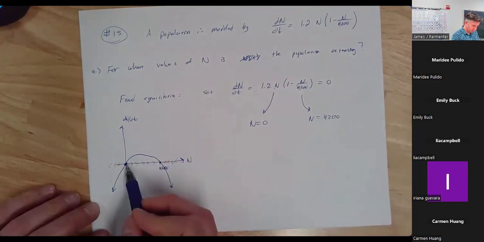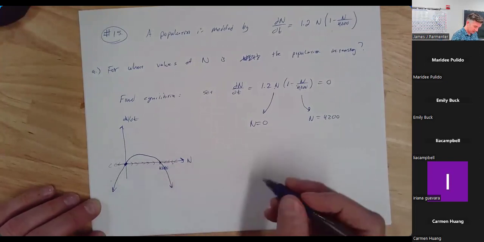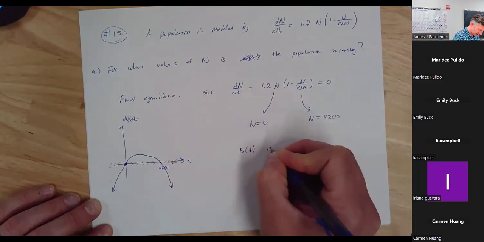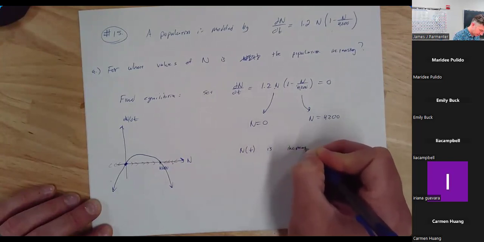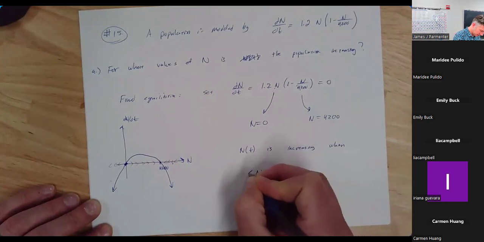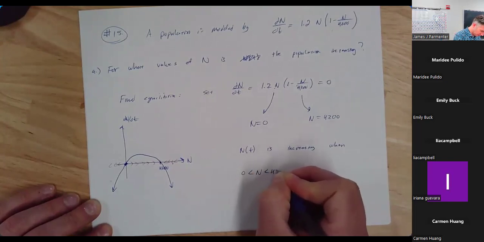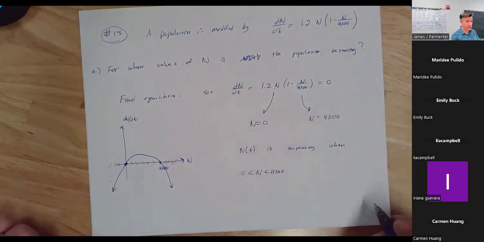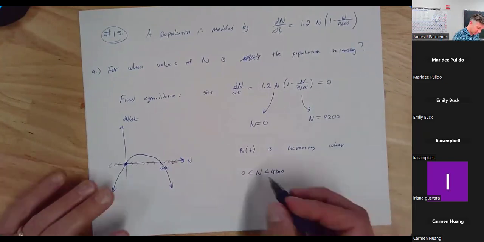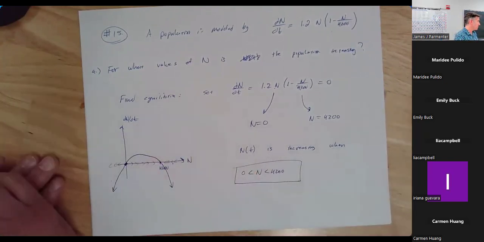Well, whenever we're between 0 and 4,200. So I would say that n of t is increasing when n is between 0 and 4,200. And I would not include the endpoints here, because if n is equal to 4,200, the derivative is 0, which means the population isn't increasing or decreasing. That would be my answer.